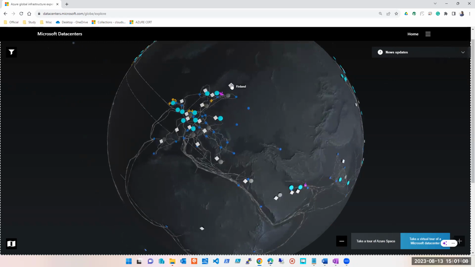There's no exact segregation where it's a continent or a city or whatever it is. Mostly it's countries. I don't see any city's name here. Mostly countries. Okay. So it's available in Finland. It's available in United Kingdom.